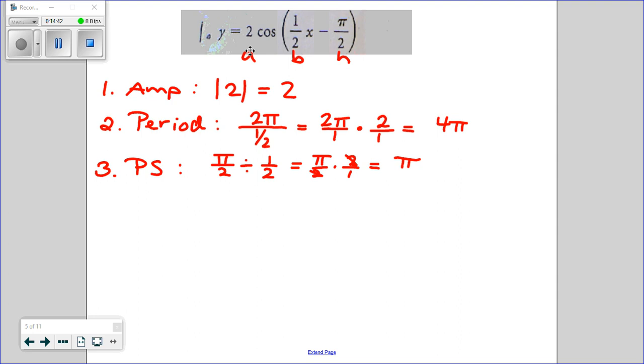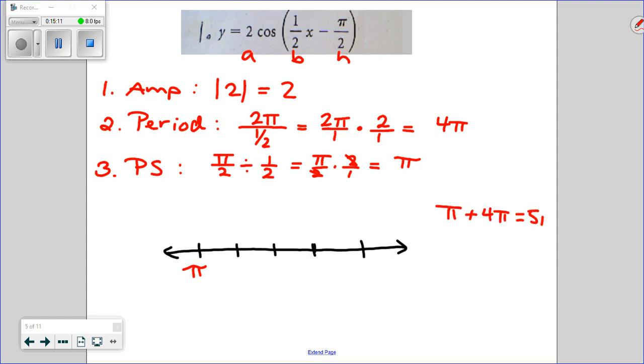Okay, you're ready to start setting up your graph. Always start with your x-axis, and you always need 5 points or tick marks. And just try to evenly space them out. Okay, first tick mark is always your phase shift. So that's 1 pi. Your last tick mark is your phase shift plus your period. So this one's easy. 1 pi plus 4 pi is 5 pi. That's your starting and stopping points.